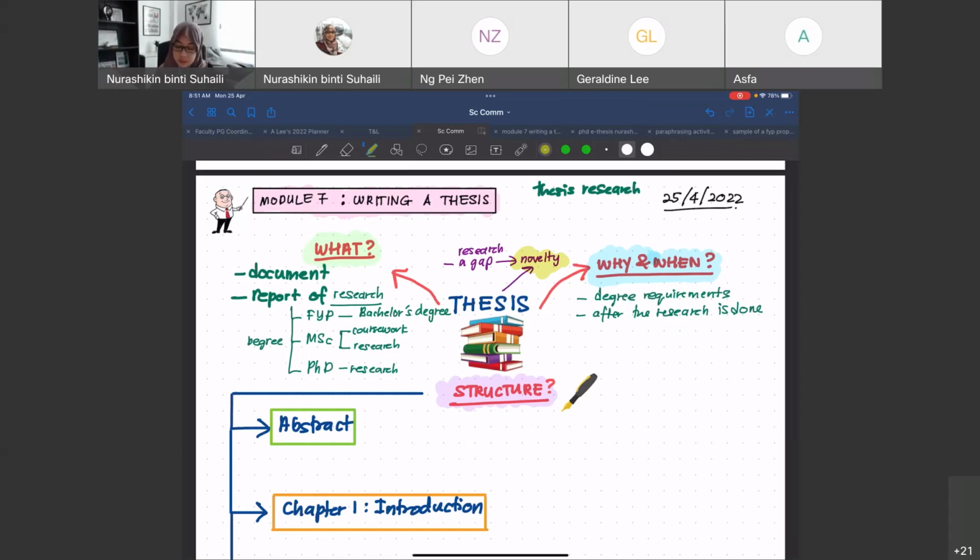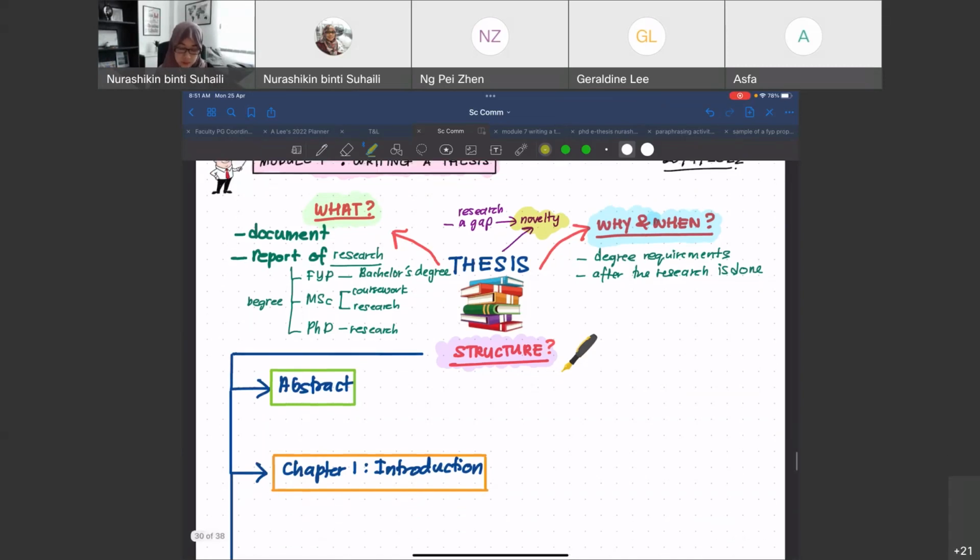Okay, why and when? It's a degree requirement, after the research is done. Okay, I think that's it. That's some introduction to the thesis. Yeah, by right, you should know what a thesis is.